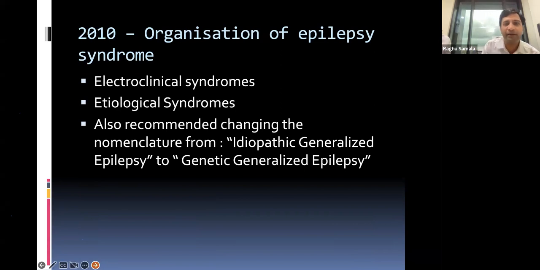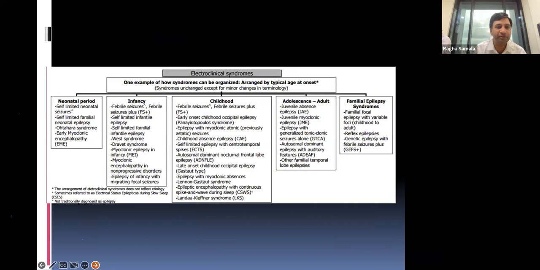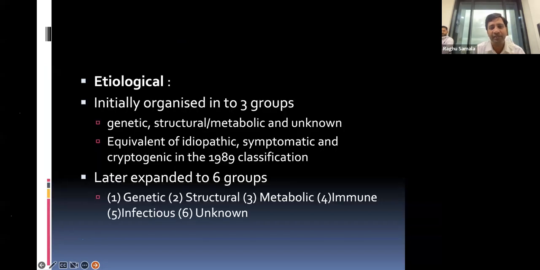The electroclinical syndromes are divided based on the clinical features and the associated EEG features into the neonatal period, infancy, childhood, adolescence, and the familial epilepsy syndromes. These are the same ones characterized based on age of onset and EEG. Etiologically, they divided into genetic, structural or metabolic, and unknown, which is equivalent to our previous 1989 classification. Genetic is equivalent to idiopathic, structural or metabolic is equivalent to symptomatic, and unknown to cryptogenic.